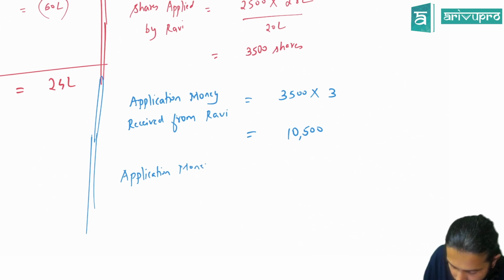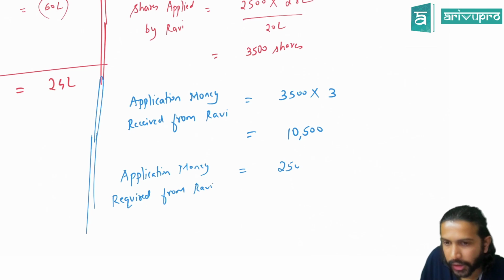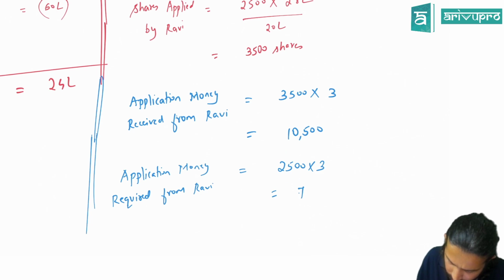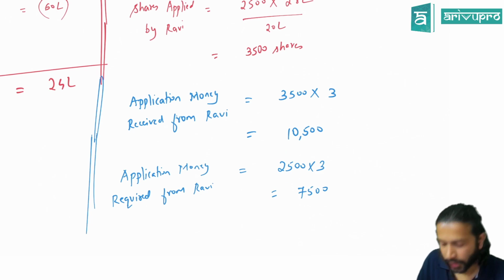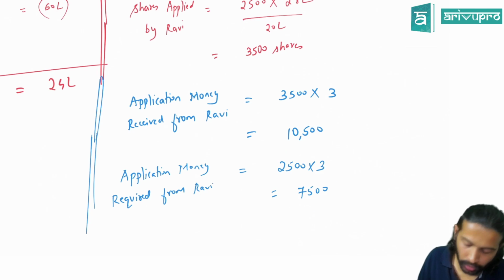Application money required from Ravi. He has been allotted only 2,500 shares. That means application money was required only on 2,500 shares, which was 7,500. If he had paid 7,500, that would have been good enough. But he has paid 10,500.